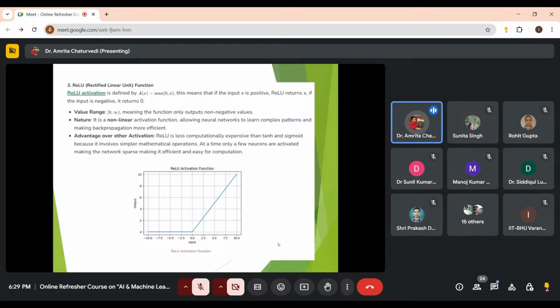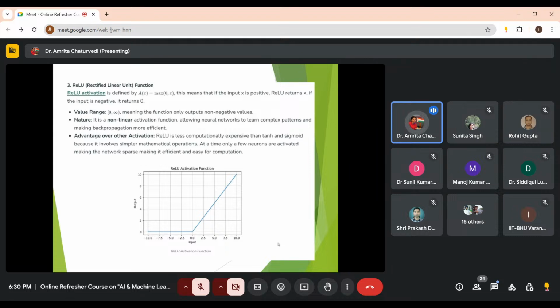Then another one is your ReLU, that is rectified linear unit function. It is defined as A(X) is equal to max of 0, comma X, and the value ranges from 0 to infinity. So whatever is the value of X, that will be outputted unless it is negative. If it is negative, then the value outputted is 0. So it is a non-linear activation function, allowing neural networks to learn complex patterns and making backpropagation more efficient.